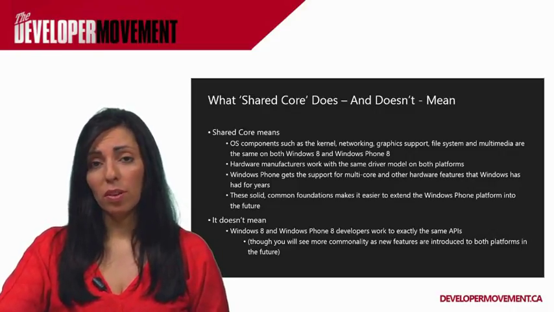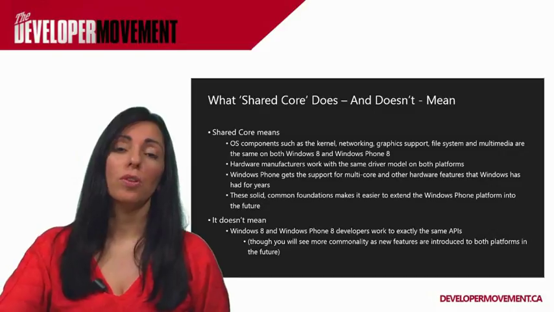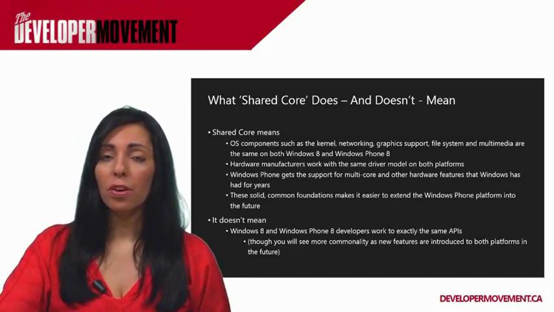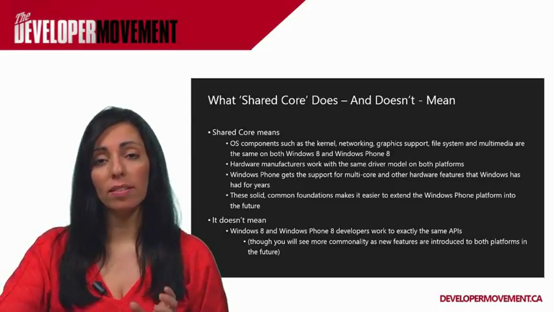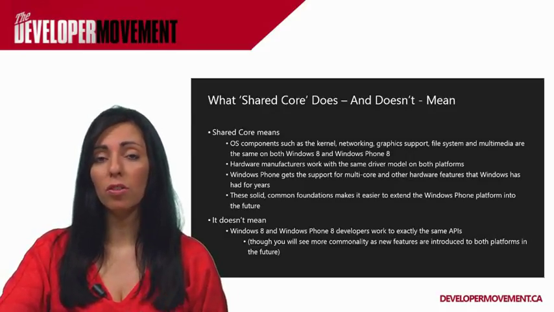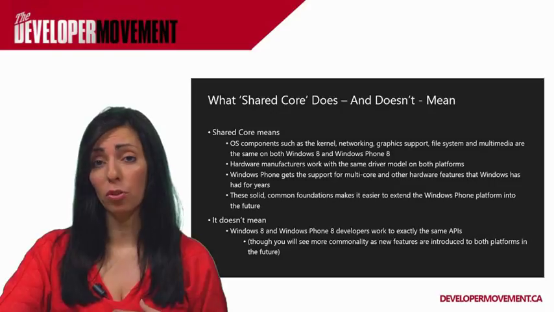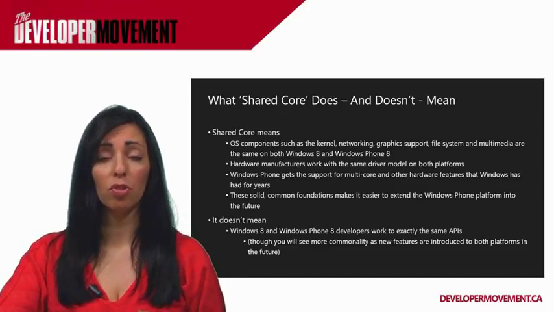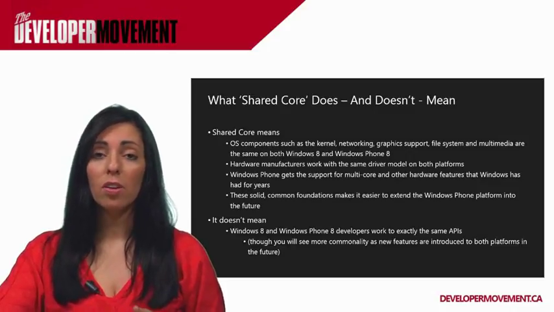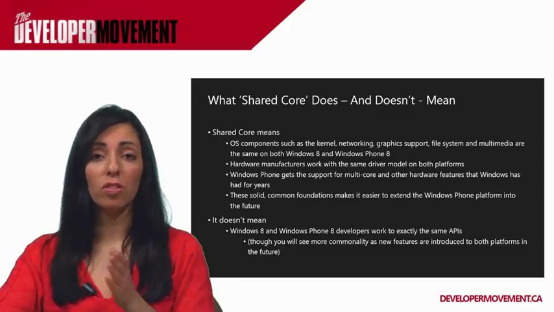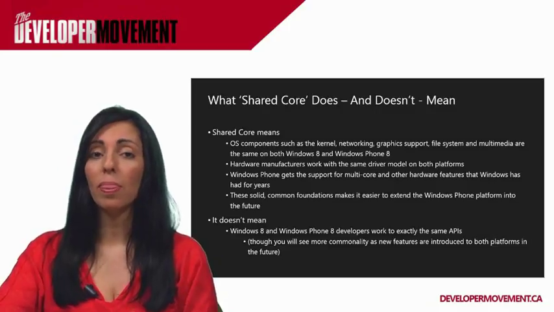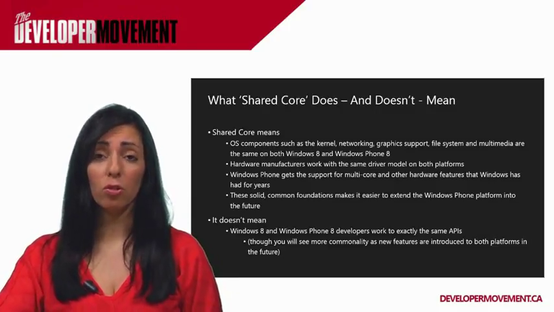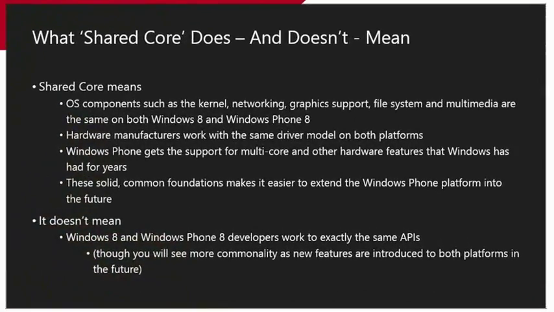What it doesn't mean to you as a developer is that you can just take your Windows Phone 8 app and run it on a Windows 8 OS. Because you cannot code against the same APIs, you will need to extract a lot of the code that you need to use into portable class libraries, and there's only a small subset of APIs that you can use to share between Windows 8 and Windows Phone 8. So shared core doesn't mean that you can just run your apps as pure Windows Phone 8 apps on Windows 8. There will be some modifications required so that you can extend your Windows Phone 8 app onto a Windows 8 platform.